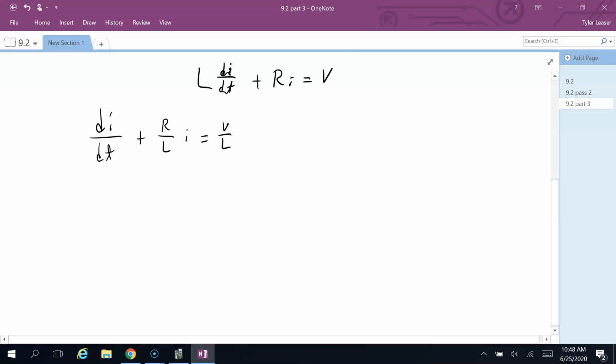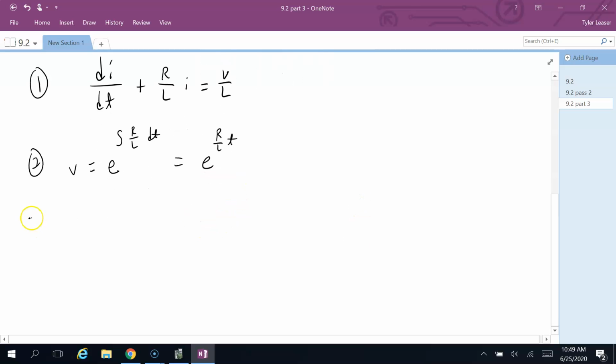Okay, so now is going to be finding our integrating factor. Remember, the integrating factor we get by doing e to the integral of p, where this time p is R over L dt. But those are just constants. So all we're going to do is leave the constant alone and then throw a t on there. So this is going to be my integrating factor, e to the R over L t.